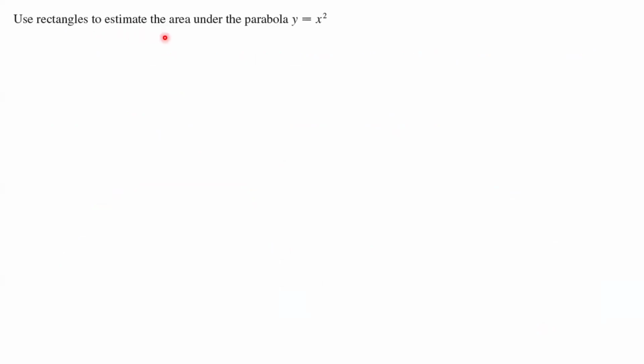Let us use rectangles to estimate the area under the parabola y equals x squared from 0 to 1. So this is the visualization that we have. We have y equals x squared, x is bounded between 0 and 1, and then you plug 1 into the function, you get the height equals 1.